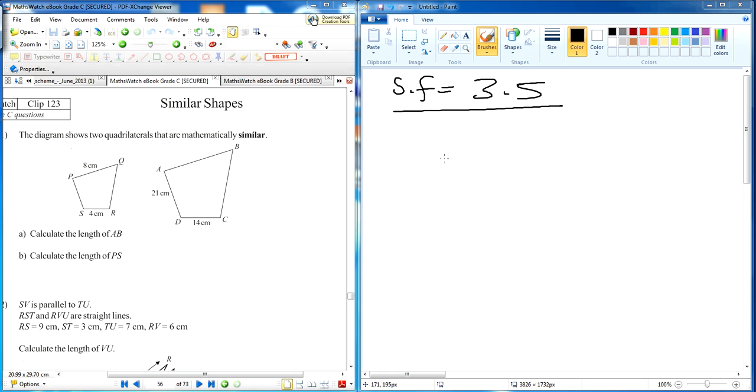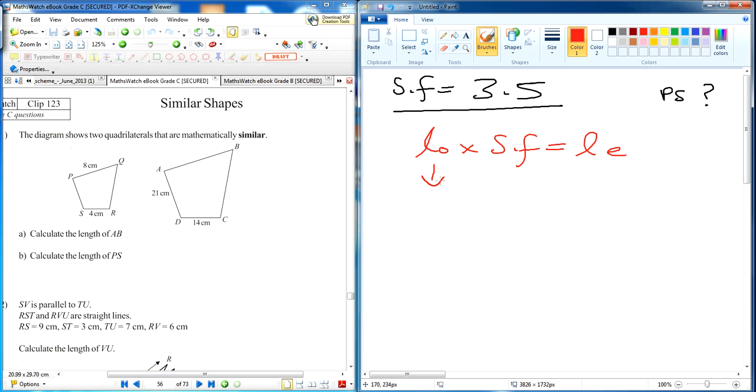Okay, folks, I just realized we missed out question B. You've got to work out the value of PS. Now, if you look at the diagram, PS is here and AD is there. So again, the formula is the length of the original multiplied by the scale factor is equal to the length of the enlarged. So what is the length of the original?